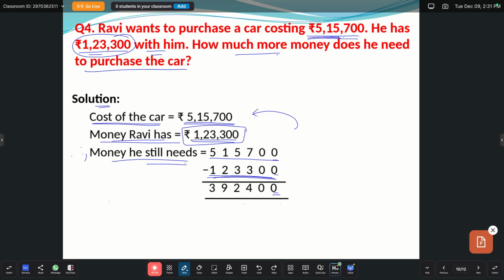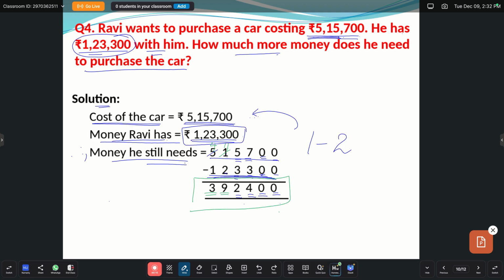Okay, what is 0 minus 0? It's 0. 0 minus 0 is again 0. 7 minus 3 is 4. 5 minus 3 is 2. And here 1 minus 2. See beta, it's 1 minus 2. Again, the subtrahend is greater than the minuend, and it's not possible to subtract this 2 from 1. Okay, so we will borrow 1 from this 5. It will become 4, and here this will become 11. What is 11 minus 2? It's 9. And what is 4 minus 1? It's 3.